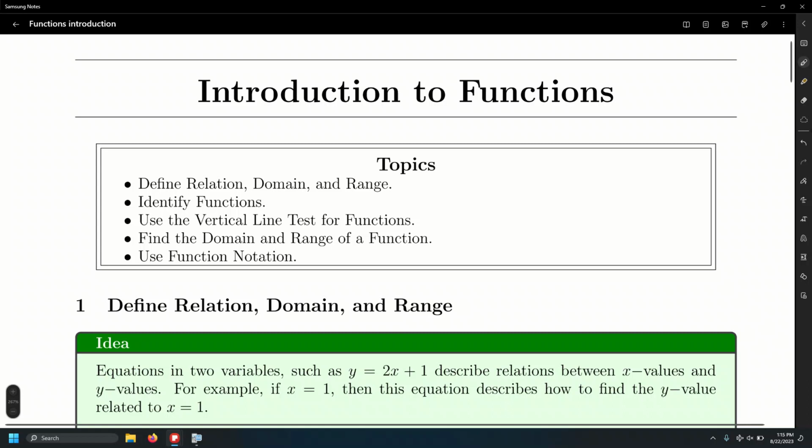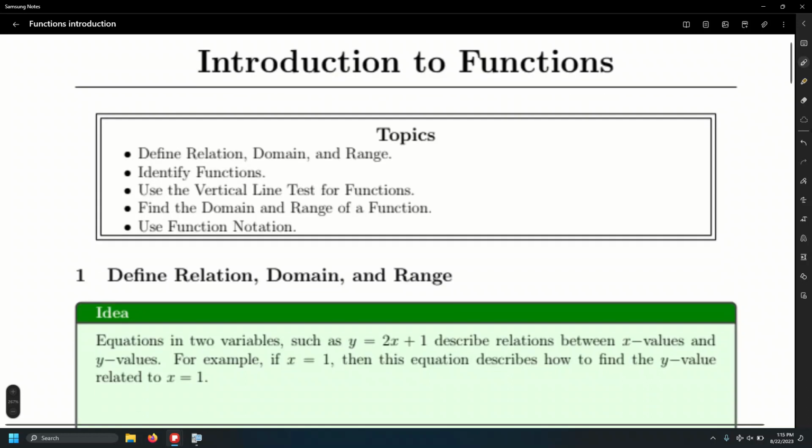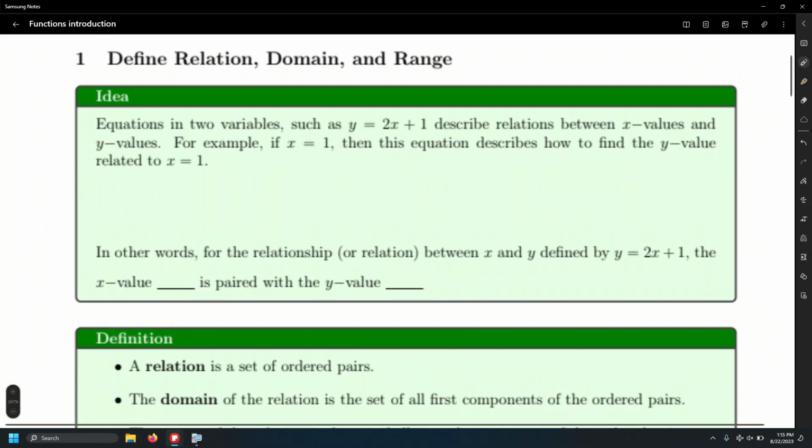Okay, so let's get an idea first before getting into the definition of a function that I'm pretty sure you've seen before. Let's consider the equation y equals 2x plus 1. This is a relation. This equation describes relations between x values and y values.